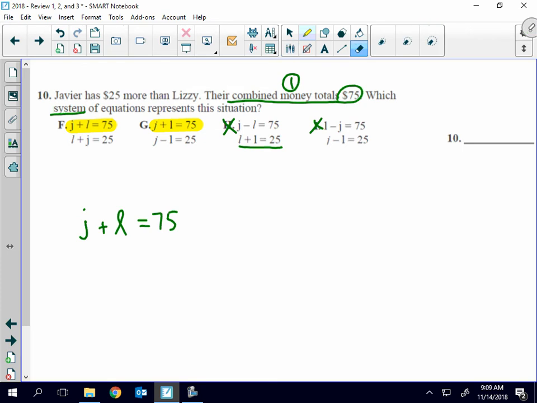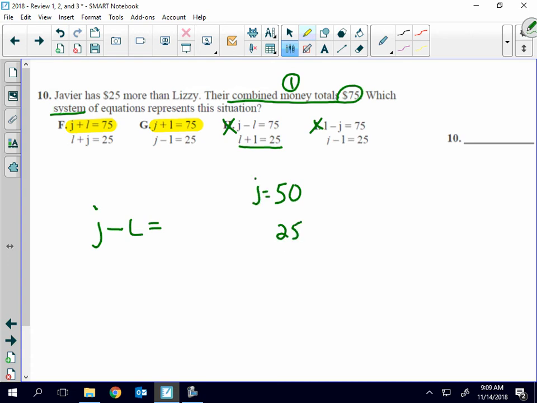So now we have to figure out when I take Javier's money and I take away Lizzie's money, how much money am I going to have left? Javier has 25 more. Just think of it as an example if you want. Say Javier has 50 and then Lizzie has 25 because Javier has 25 more, right? 50 is 25 more than 25. So if I were to subtract those, I would get that 25 more. So that's my other equation right here. So the answer has to be G.